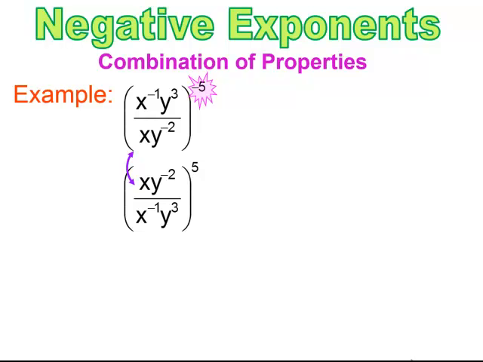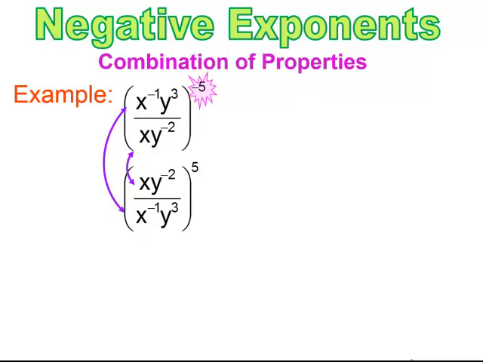That x, y to the negative 2 power goes on the top. And then that x to the negative 1, y to the 3rd power goes on the bottom. And notice that I changed the power on the outside to positive. So when you have a quantity and it's raised to a negative power, I find it easier to take the quantity inside and flip it first. Once you flip it, you change the power to positive.